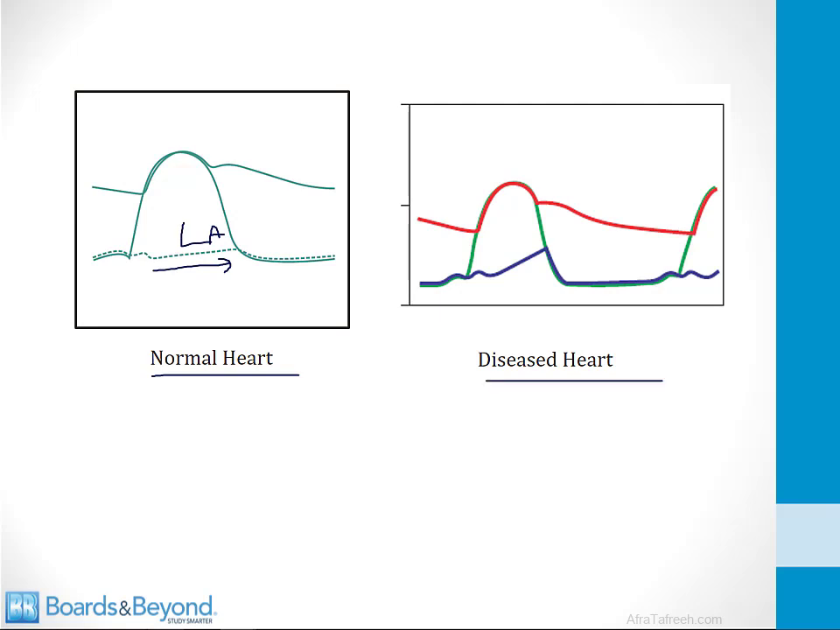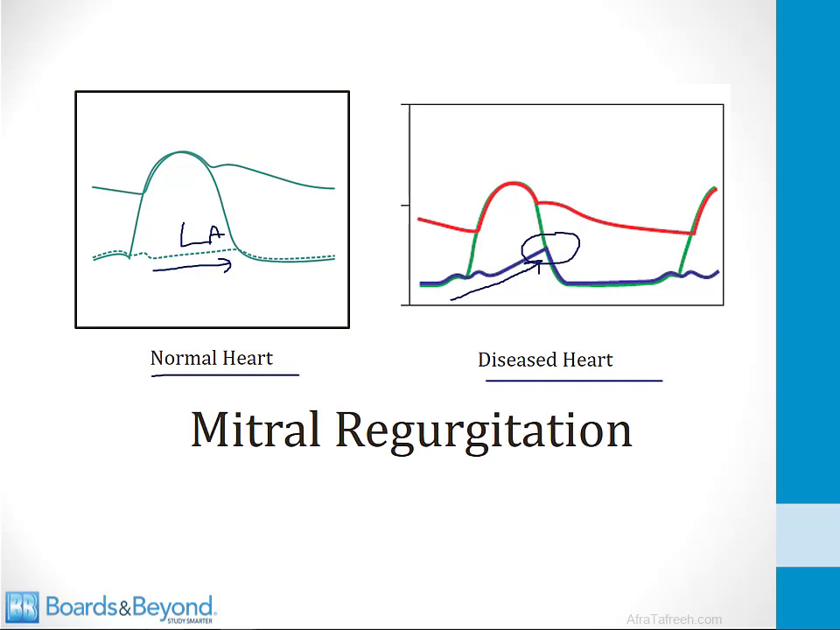In this disease heart, what we've got is a big abrupt rise in the left atrial pressure. Something is making left atrial pressure rise to a much higher level compared to normal, and that's what happens in mitral regurgitation. In mitral regurgitation, the mitral valve is incompetent and blood leaks back into the left atrium, and so instead of seeing this nice, gentle, slow rise in left atrial pressure, you see a big spike in left atrial pressure as blood leaks backward into the left atrium.